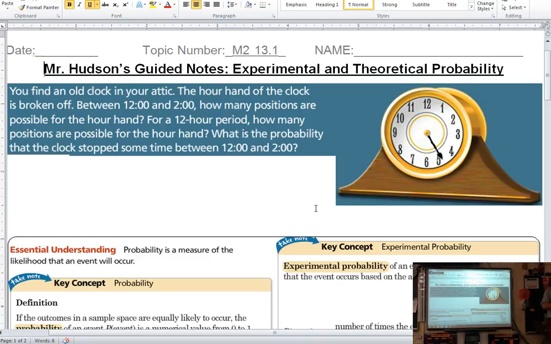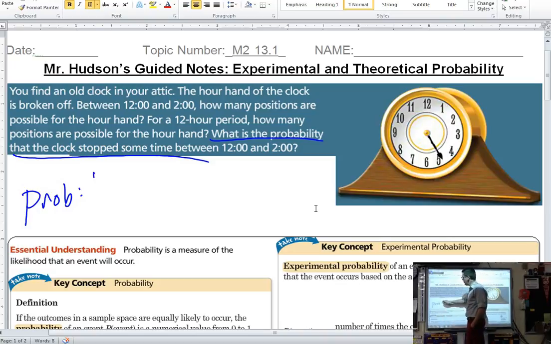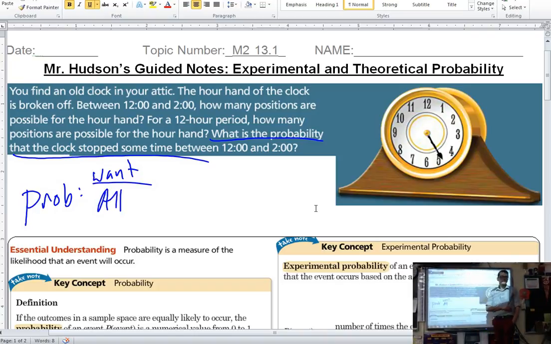Wouldn't it be none because the hour hand broke off? So it can't be in any positions? No, what I'm saying is in general. These two questions are trying to build us to being able to talk about the probability of this question: what's the probability that the clock stops sometime between 12 and 2? Because what it's trying to get us to is that probability is calculated by what we want, whatever situation we're looking at, over all of the possible outcomes.